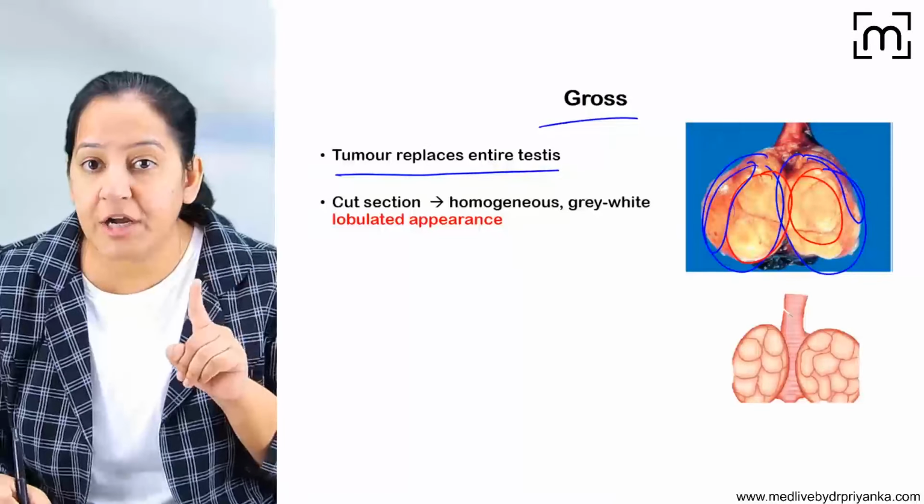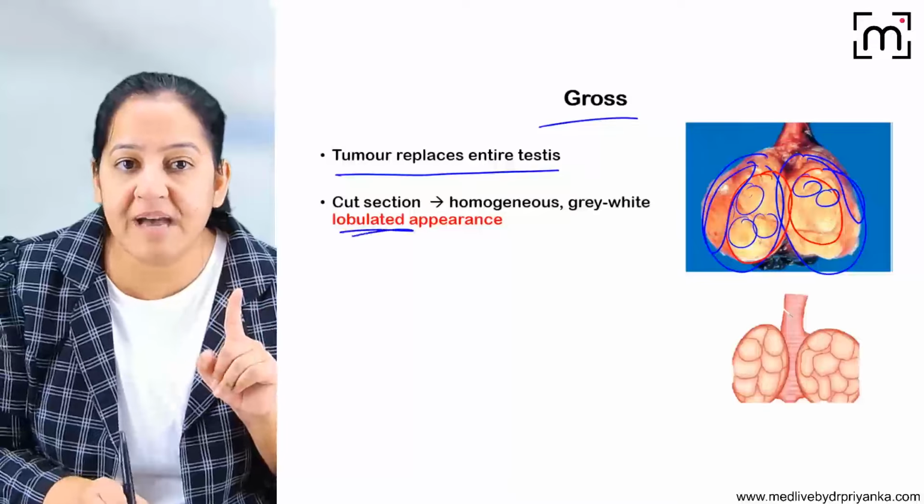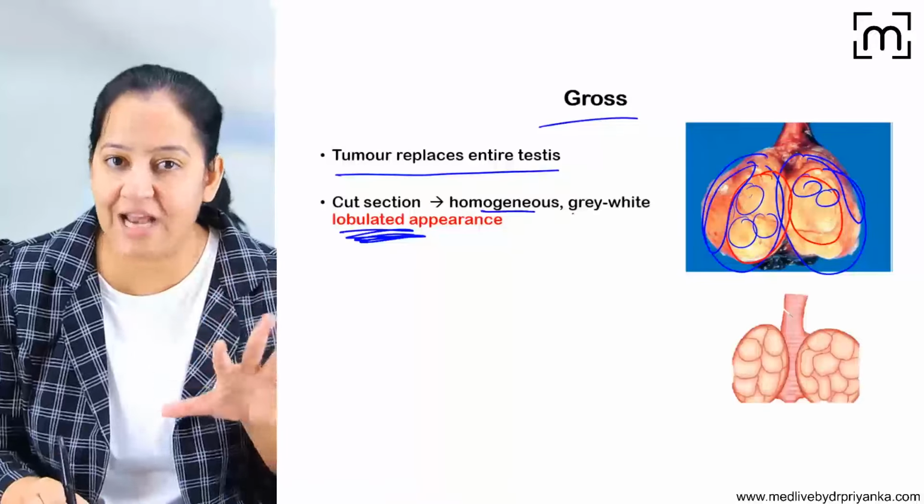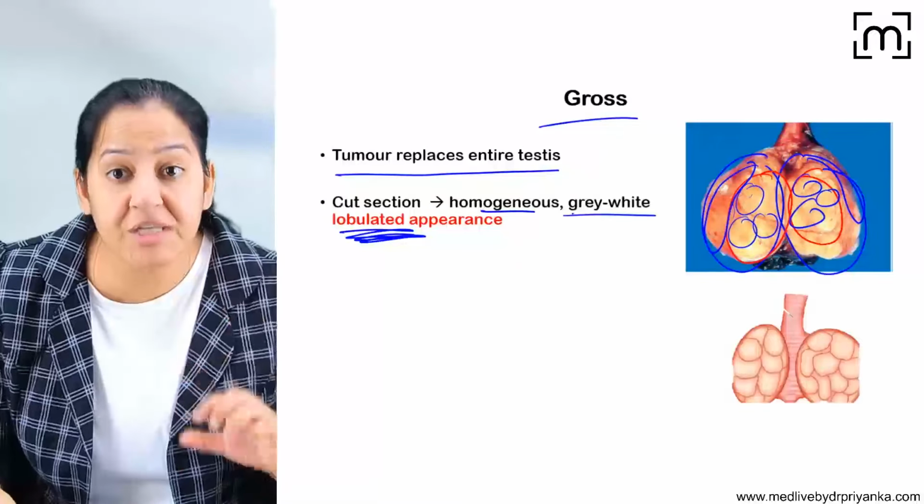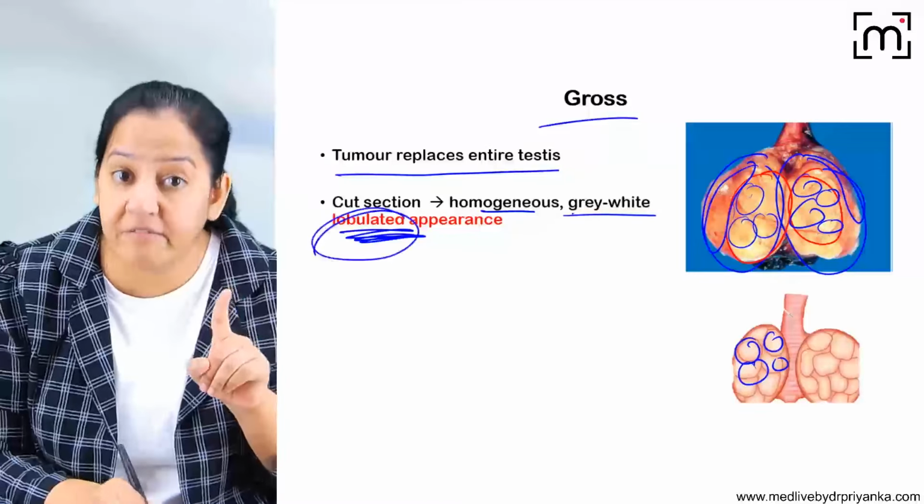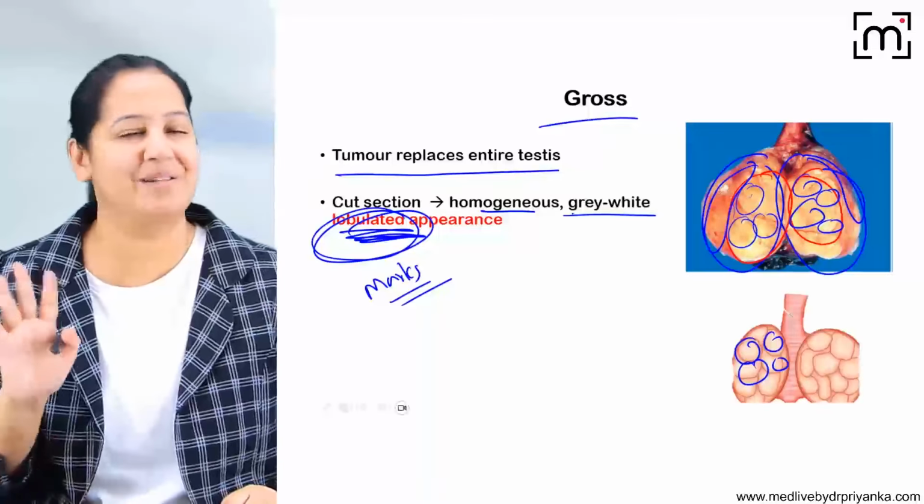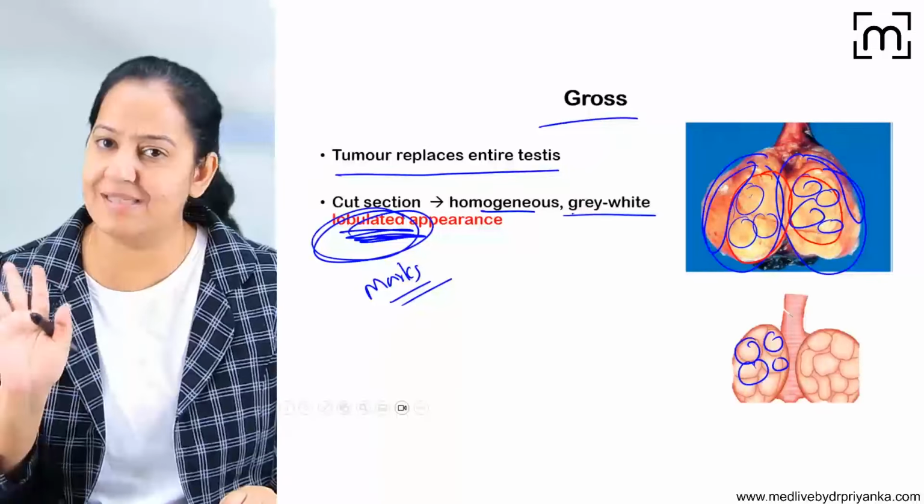The tumor is yellowish and lobulated. The biggest word you have to highlight here is lobulated. The tumor has a lobulated appearance. It's homogeneous, yellowish, grayish white, and lobulation is very important. You can appreciate the lobulation here. So write and highlight the word lobulated. You will get marks for writing that. So that is the typical gross. It's a spotter image.